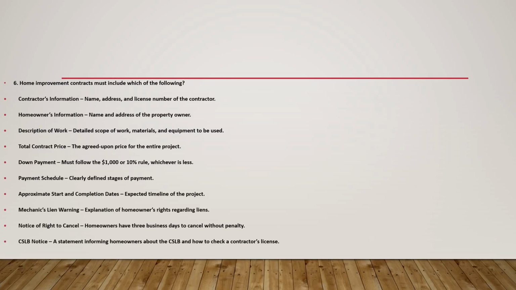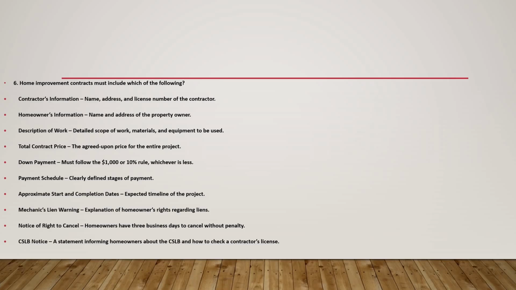6. Home improvement contracts must include which of the following? Contractor's information: name, address, and license number of the contractor. Homeowner's information: name and address of the property owner. Description of work: detailed scope of work, materials, and equipment to be used. Total contract price: the agreed-upon price for the entire project. Down payment: must follow the $1,000 or 10% rule, whichever is less. Payment schedule: clearly defined stages of payment.